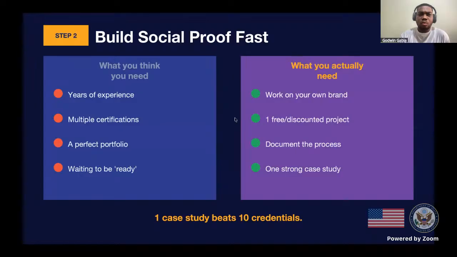Now, step two is to build social proof. And this is where a lot of people get it wrong, right? You want to start selling your service, maybe social media management, and you're wondering, don't I need years of experience? Don't I need multiple certifications? Don't I need a perfect portfolio? Don't I need to be ready to start selling? And that is wrong. That is the wrong mindset.